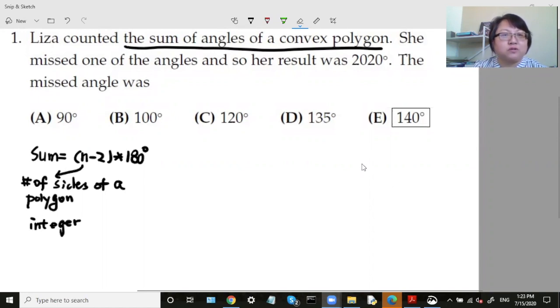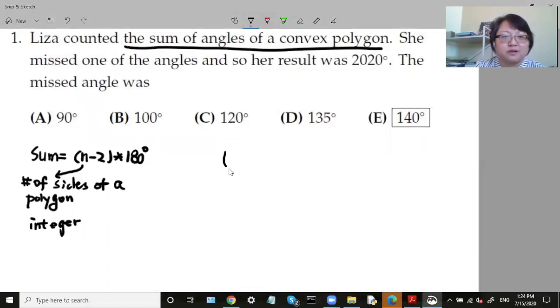So first we need to know the formula for the sum of angles of a convex polygon. The formula is: sum equals (n minus 2) times 180 degrees, where n is the number of sides of the polygon, which is an integer. So from the problem, we can set the equation: (n minus 2) times 180 equals 2020 plus x.